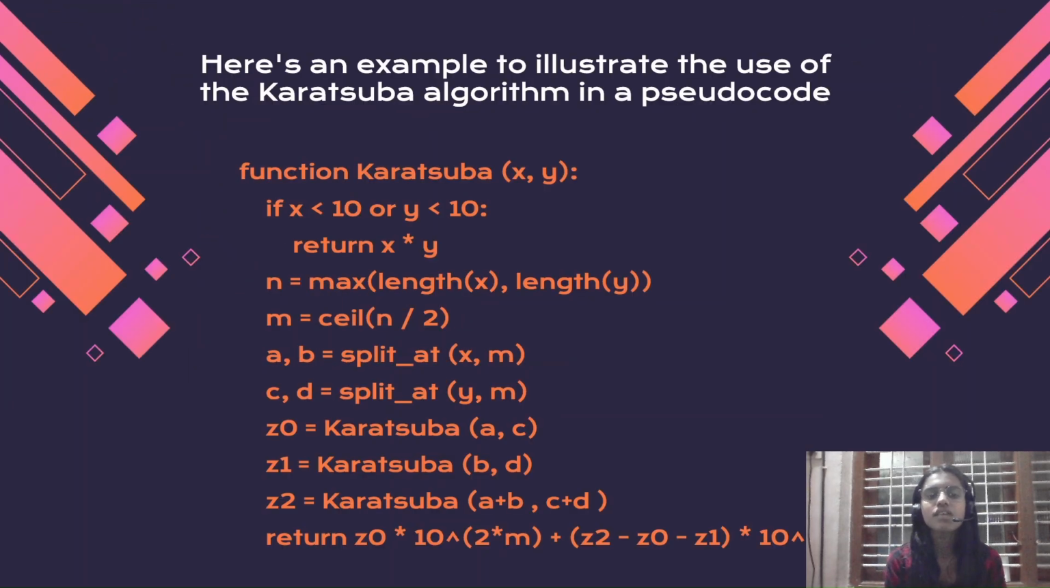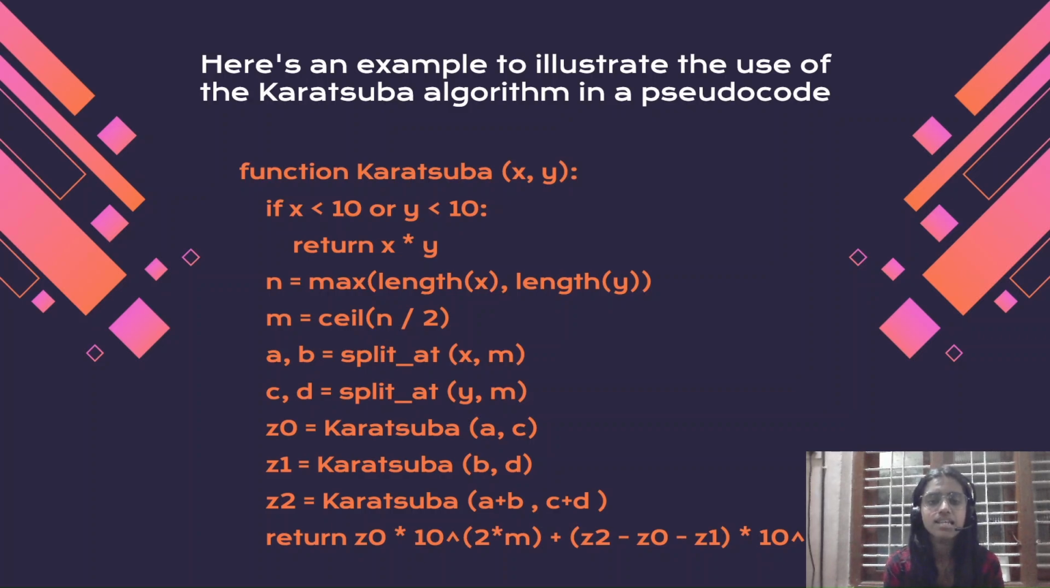So if we take a look at the Karatsuba algorithm in pseudocode, here it is. Function Karatsuba(x, y). Here x and y are the parameters, the two large integers which we are going to multiply. Firstly, we check if x is less than 10 or y is less than 10. If so, we return x into y, because any number multiplied with a single digit can be calculated easily by the compiler and by us.